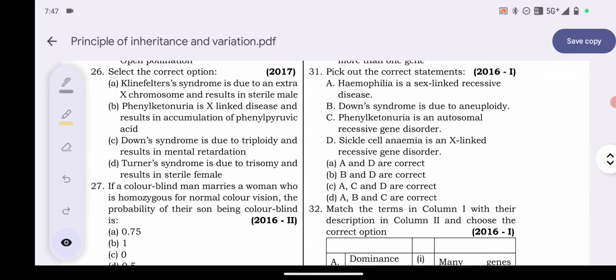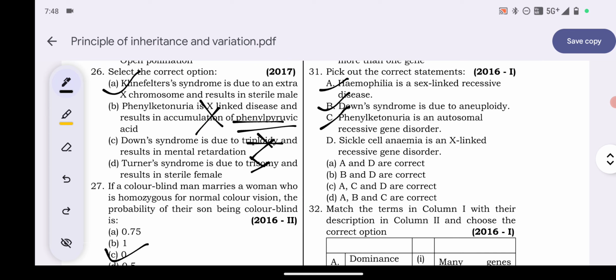Pick out the correct statement. Hemophilia is a sex-linked recessive disease. Okay, correct one. Statement A is correct. B, Down syndrome is due to aneuploidy. B is also correct. C, PKU is an autosomal recessive gene disorder.